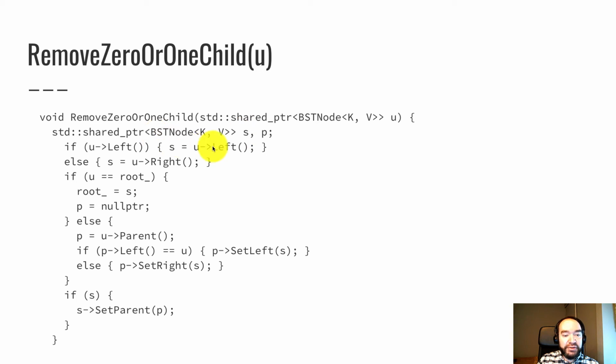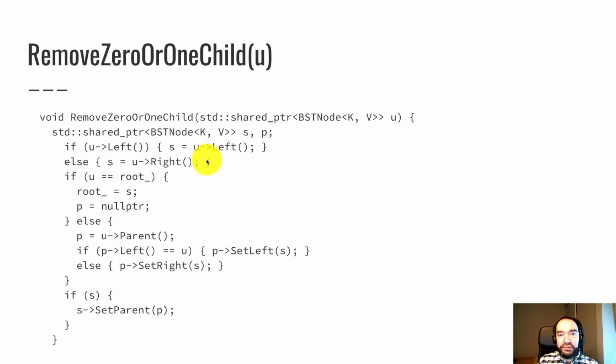So we've got to work these out one at a time. The first thing we're going to do is figure out what S should be. So U could have 0 children or it could have 1 child, and what we want to do is, if U has a child, then that 1 child takes the place of U. If U has no children, then null takes the place of U. So if U left is non-null, if the left child is non-null, then S is U left. Then that 1 child is the node that's taking the place of U. Otherwise, S is U right.